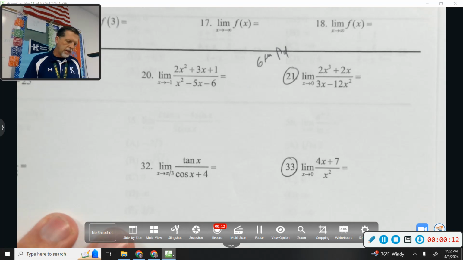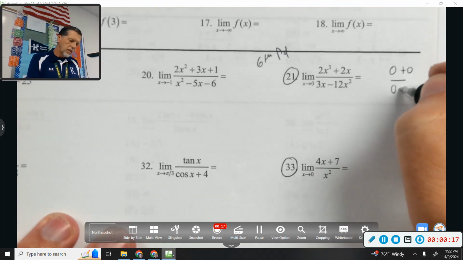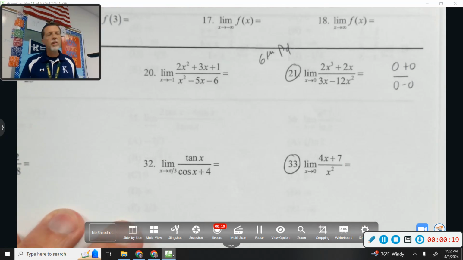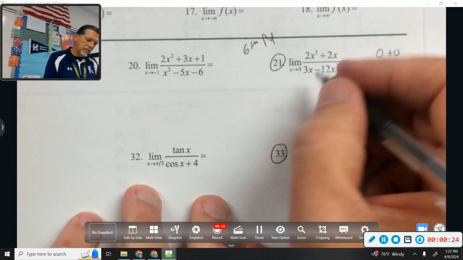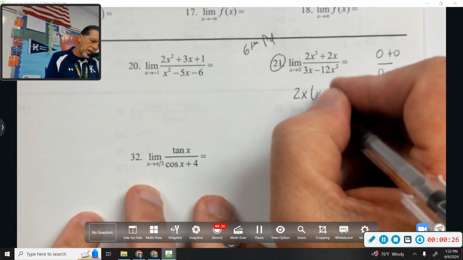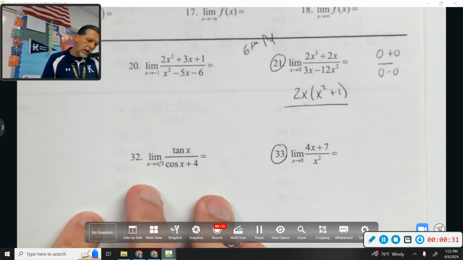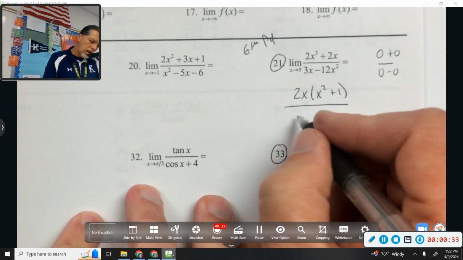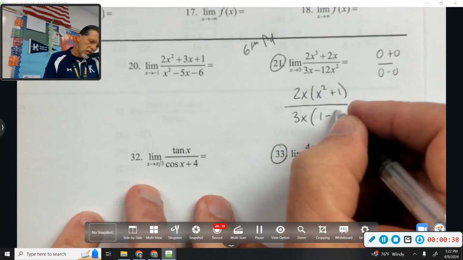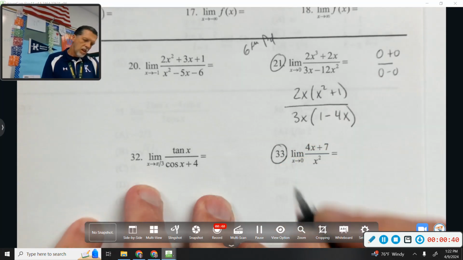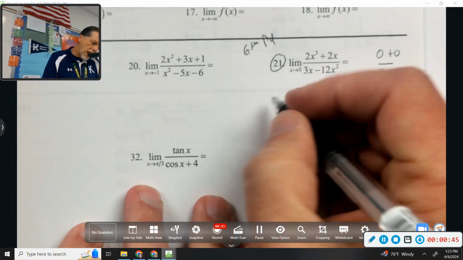Okay, limits. First go is always plug it in and hope that it works. It usually doesn't. 0 over 0. So here we go. Right off the bat, we got to use one of our algebra techniques. Although this one doesn't look bad. Factor out a 2x from the top and a 3x from the bottom. And so the x's will cancel. And then we try again.